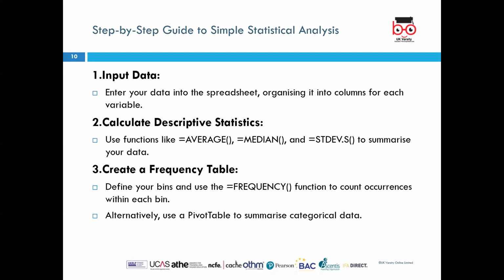We now have a step-by-step guide to simple statistical analysis. We have to input the data. We enter our values into the spreadsheet, then calculate the descriptive statistics, so we apply our functions in order to have our calculations. Then create a frequency table, so we define the bins and use our functions. Or alternatively, we could use a pivot table to summarize our categorical data.